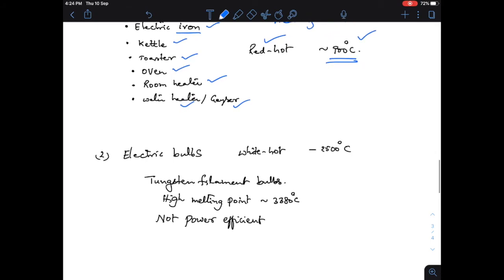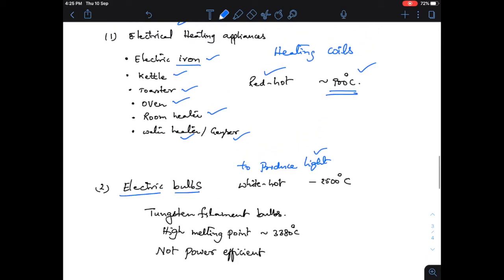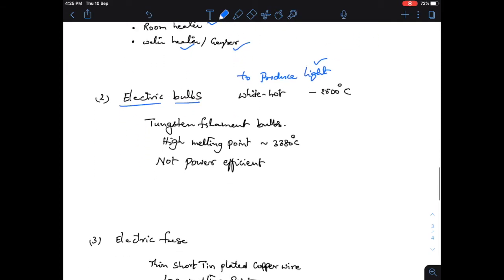Then the next one is electric bulbs. Now you know where these bulbs are used: to produce light. So the electric heating effect of current in this application is used to produce light. Here it is used to produce heat. So if you look at some filament bulbs, we usually use a tungsten filament. Why we use a tungsten filament is because it has a very high melting point of 3380 degrees centigrade.